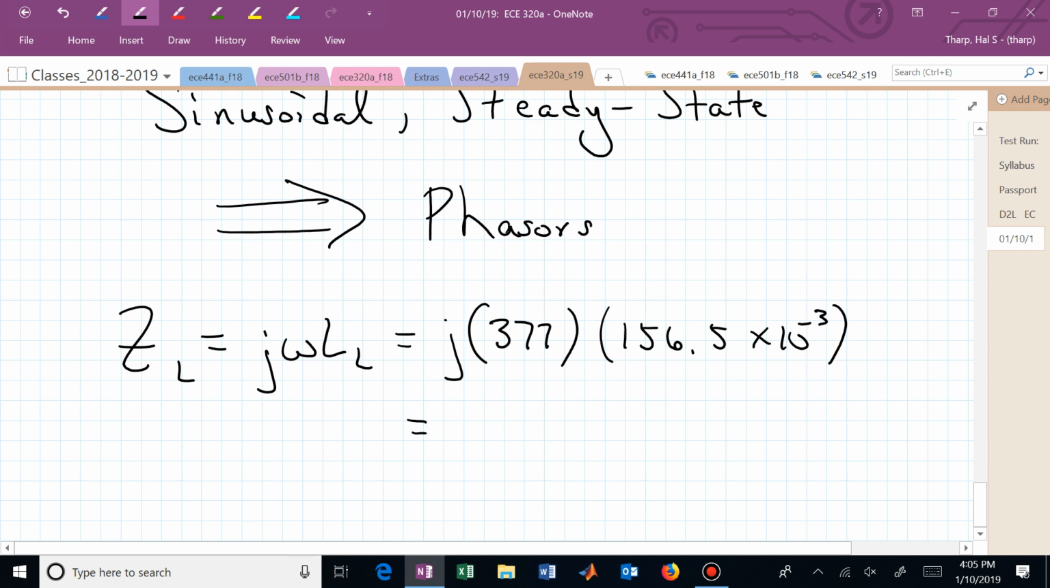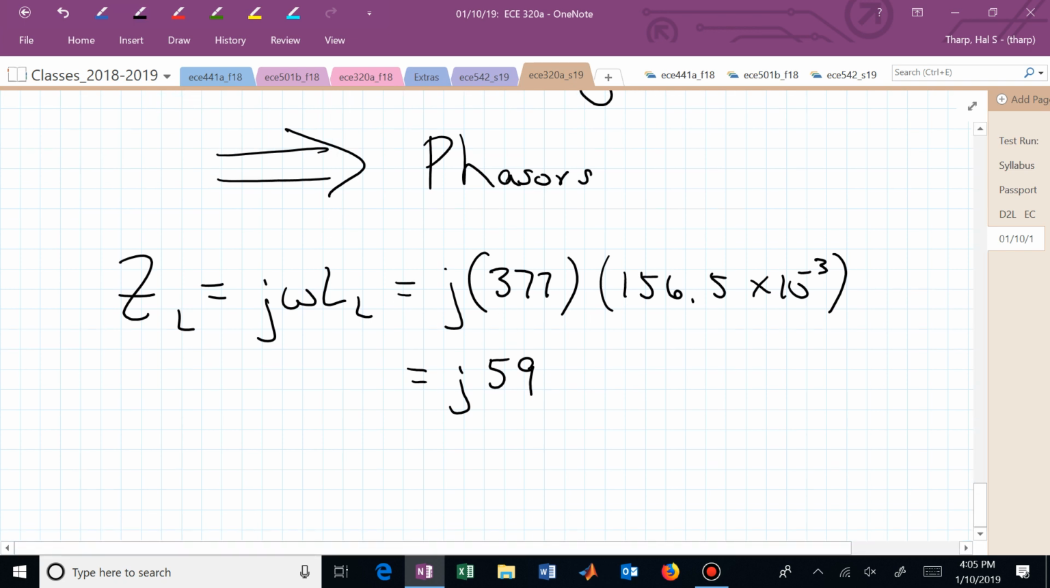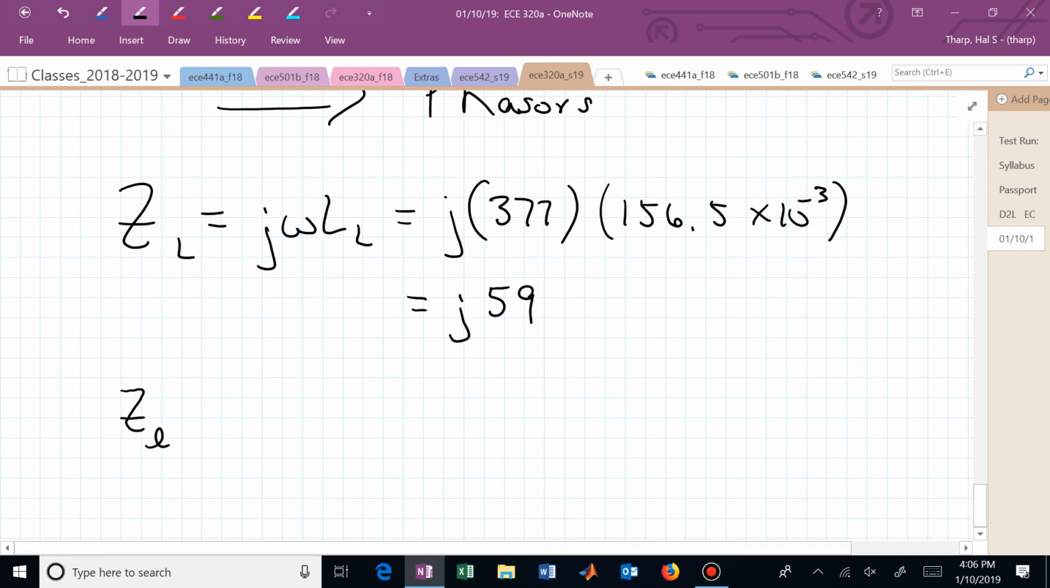And that actually ends up being 59. Did anybody get that on your calculator? Was that a yes? Good. So now we know that Z sub L is J59. And we can find the other impedance of the inductor, Z sub lowercase l.